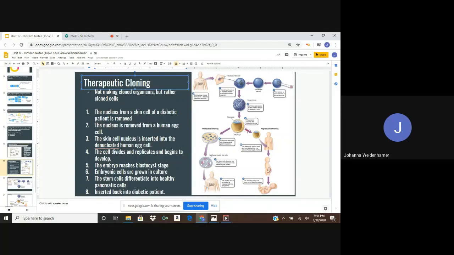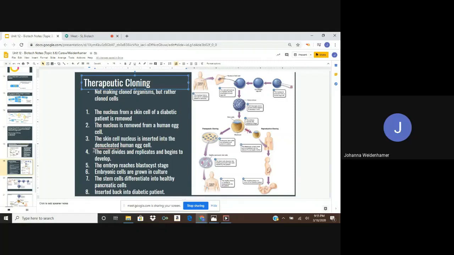Okay. Now let's take a look at step 3. The skin cell nucleus is inserted into the denucleated human egg cell. So now the nucleus from the person is going to be inserted into that empty egg cell that we got from step number 2. Now let's take a look at step number 4. The cell divides and replicates and begins to develop.